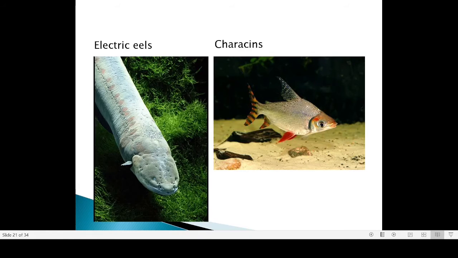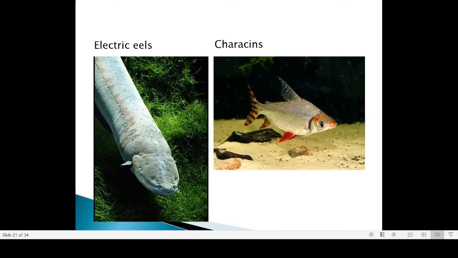So characins are basically a tropical or subtropical fish. And that is also a monophyletic group. Monophyletic group means there are no other related genera outside that group. That is why it is monophyletic. Only that group is there. Evolutionarily speaking, they don't have any subgroups. That is the meaning of monophyletic.